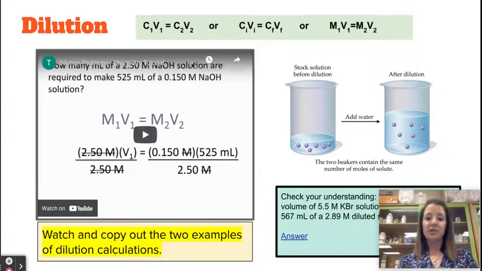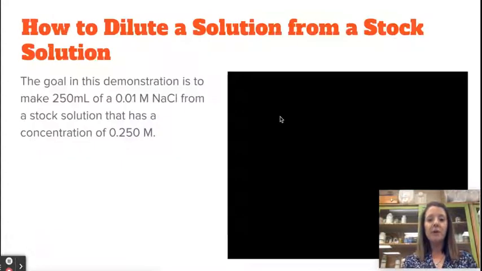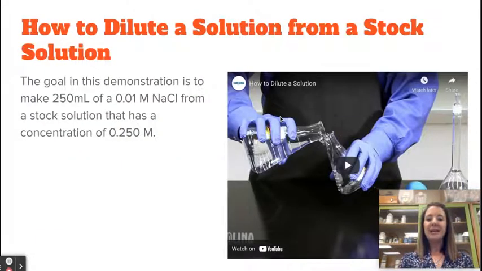C standing for concentration, and 1 or I standing for initial and final. We can also use M to represent concentration because we know that molarity and concentration mean the same thing. Make sure that you watch the examples that are embedded, copy those out for your reference. Okay. Then I take you through how to make a stock solution.